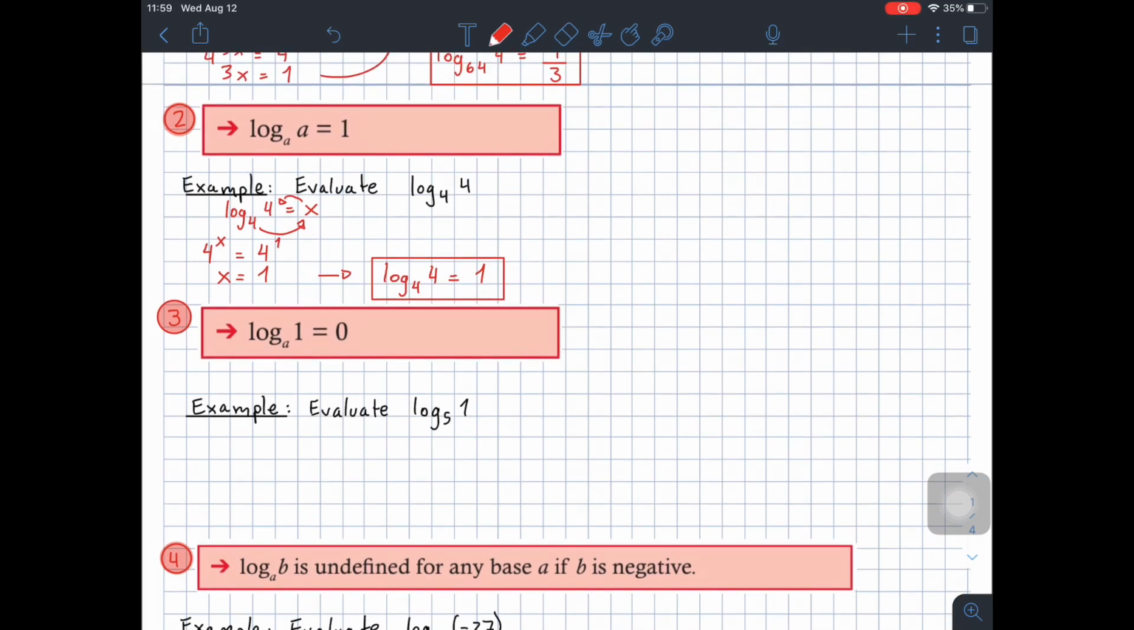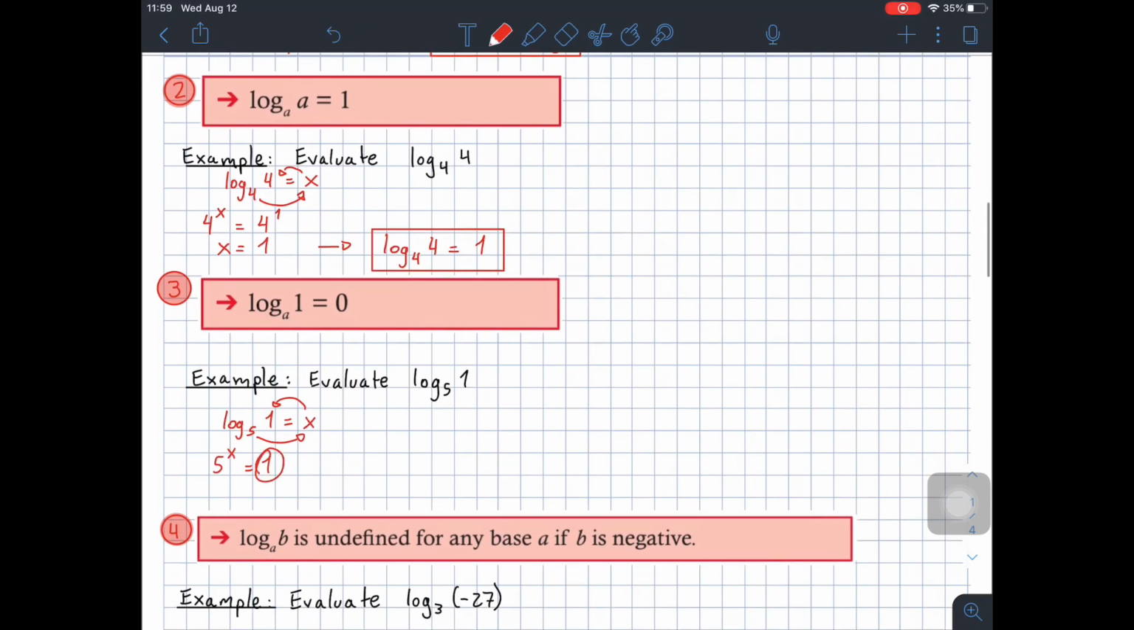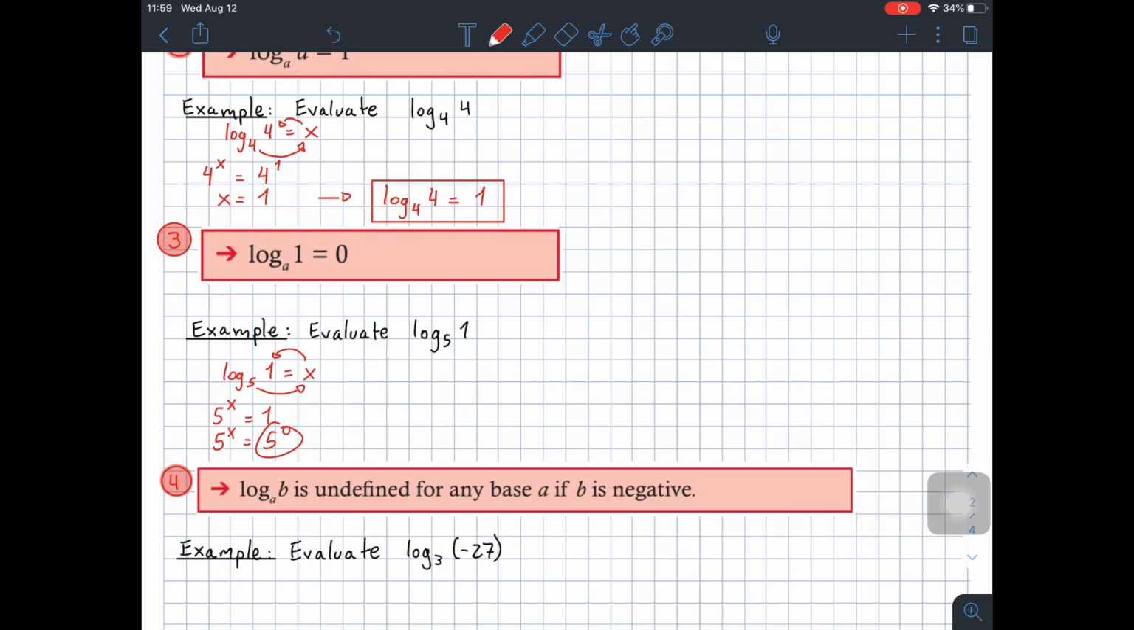Let's see why. Example, evaluate log base 5 of 1. We're going to do the same thing. This is log base 5 of 1 equal to x, right? So 5 to the power of x should be equal to 1. And we can always rewrite 1 as 5 to the power of 0. Remember the rule that says any number to the power of 0 is equal to 1, right? So 5 to the power of 0 is 1.